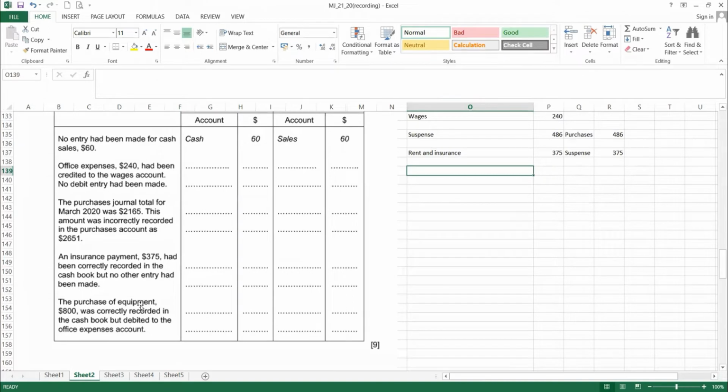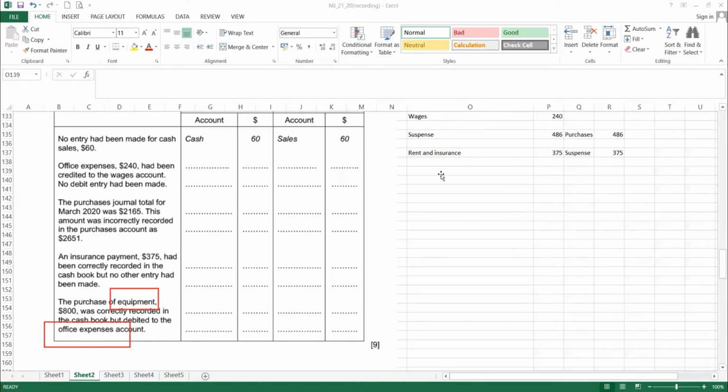Next, one more item. The purchase of equipment 800 was correctly recorded in the cash book but debited to the office expenses. This is an error of principle. Equipment is a non-current asset. Office expenses is expenses. So the wrong section. This is a wrong class of the account.